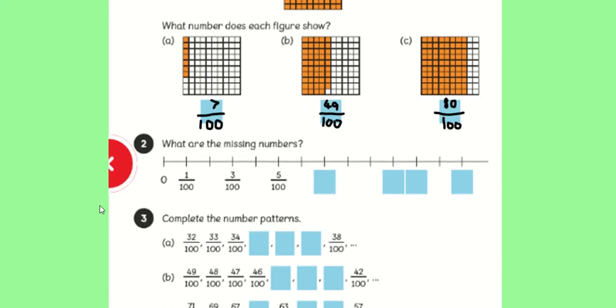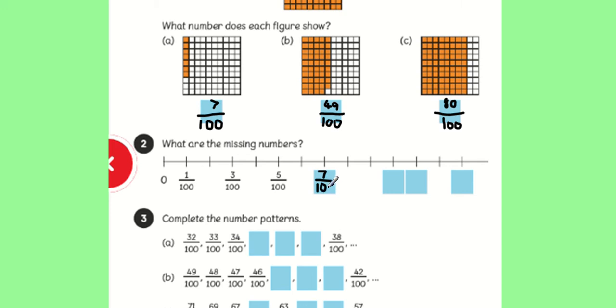Super. This one then, what are our missing numbers? Okay, 0, 1/100th, we've got a gap, 3/100ths, and a gap, 5/100ths, then a gap. Can you see we're counting up in odd numbers here? These lines are for the even numbers, but they're not labelled. So 1, 3, 5, the next one must be 7 hundredths. Remember, our denominator doesn't change when we're counting up like this.